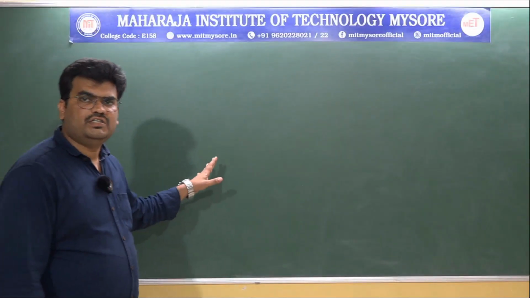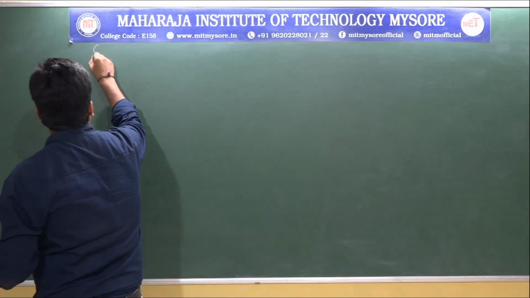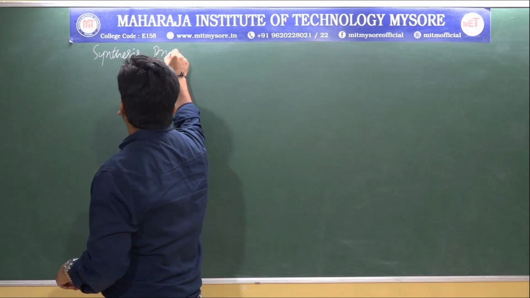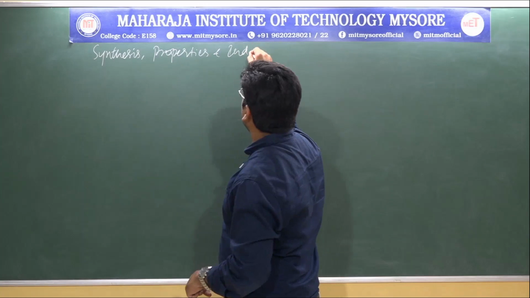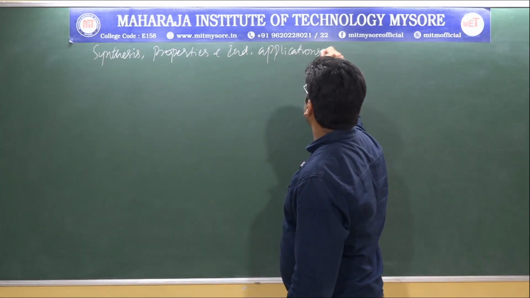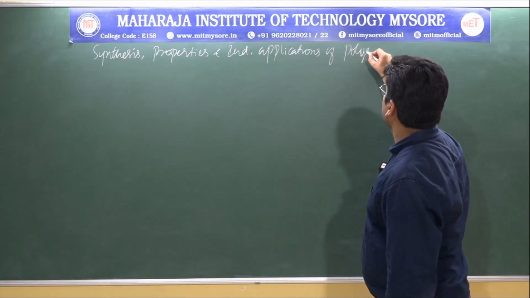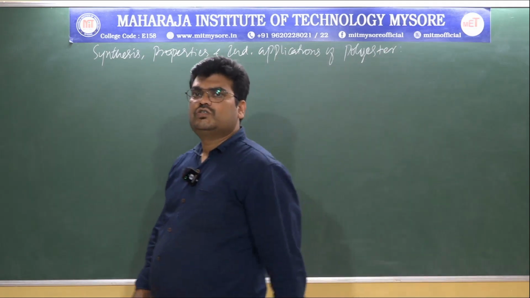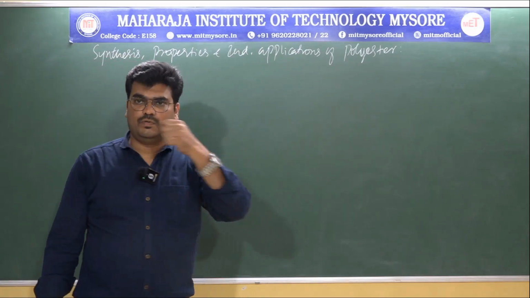The next polymer is polyester. Now let us discuss the synthesis, properties and industrial applications of polyester. As we all know, polyester falls under fibers.